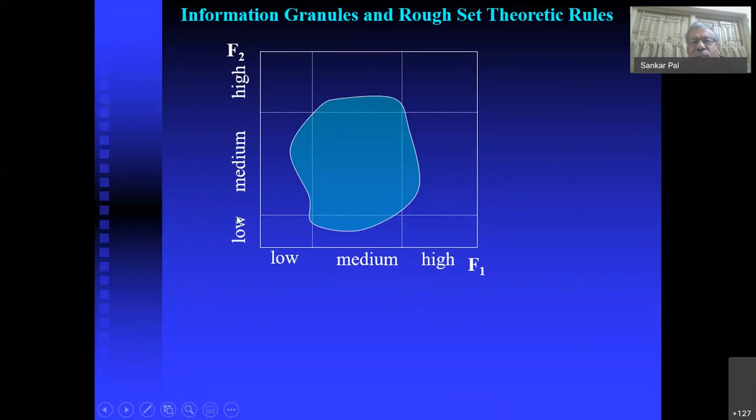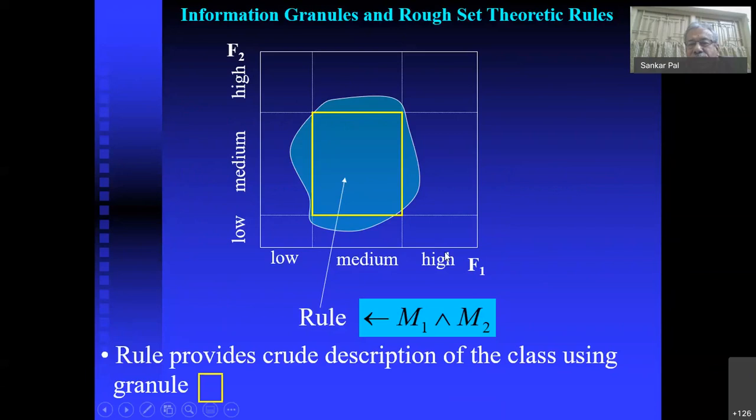So given this data, concept or region, whether it is labeled or unlabeled, that means whether you know its origin or you do not know its origin, that means whether the system is supervised or unsupervised. Rough set theory can encode this class with the help of this rectangle. That means first feature is medium and second feature is medium. That means a simple rule. And this rule or this rectangle provides a crude description of the class.